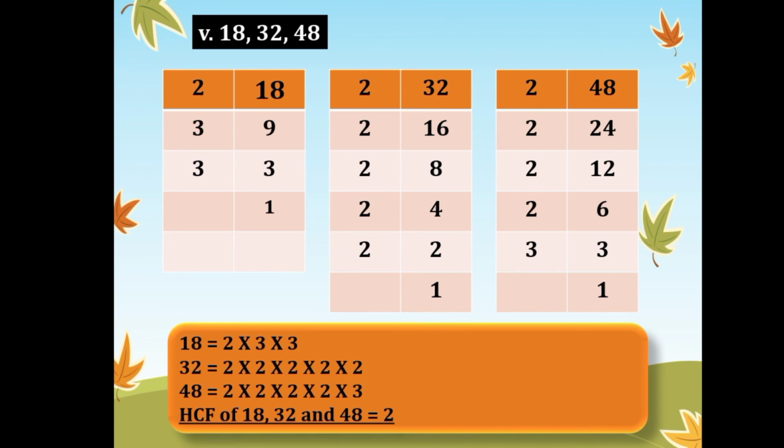Over here you can see all the left-hand side divisors we have jotted down, that is 18 is equal to 2 multiplied by 3 multiplied by 3. 32 is equal to 2 multiplied by 2 multiplied by 2 multiplied by 2 multiplied by 2. 48 is equal to 2 multiplied by 2 multiplied by 2 multiplied by 2 multiplied by 3. The common factor in all three is only 2. So the HCF of 18, 32 and 48 is equal to 2.